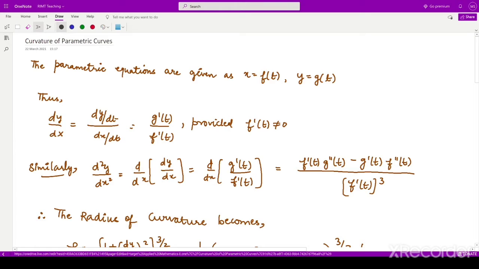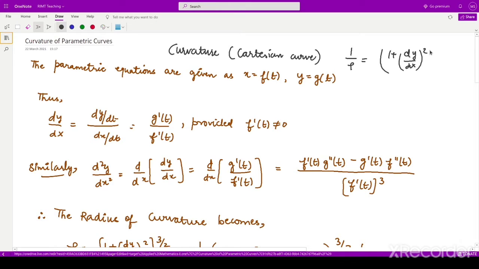So in the last class we have studied about curvature, and we have also seen what the formula for curvature is for Cartesian curves, right? What was the formula? The radius of curvature was given by 1 plus (dy by dx) whole square, raised to power 3 by 2, divided by d2y by dx2. So the modulus of this quantity. This was the formula for Cartesian curves.